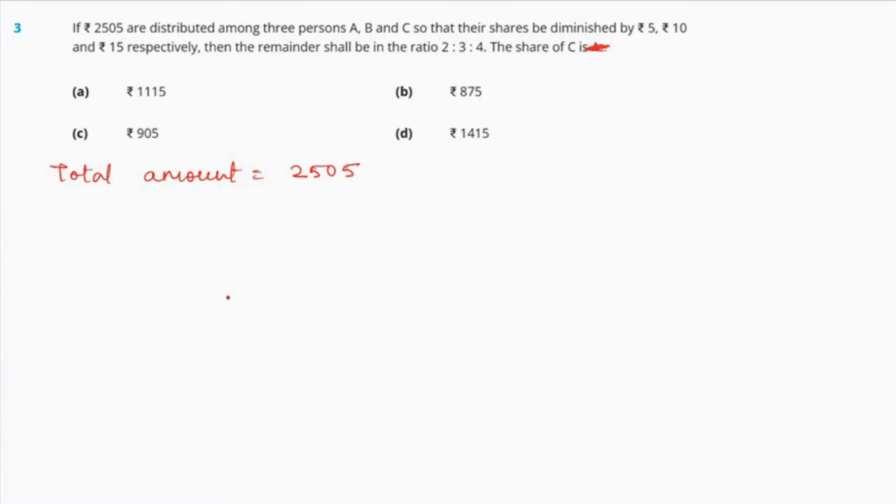Correct? And after diminishing, their shares are going to be diminished by 5 rupees for A, 10 rupees for B, and 15 rupees for C. The actual amount we have taken is A plus B plus C, which is equal to 2505. Now after diminishing we take A dash, B dash, C dash. So for A it becomes A minus 5, for B it becomes B minus 10, and for C it becomes C minus 15. From their actual share we are going to subtract that.